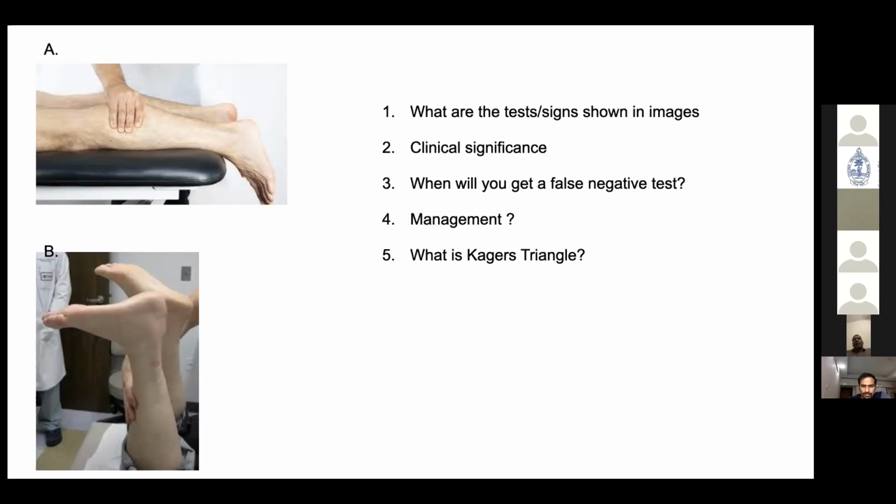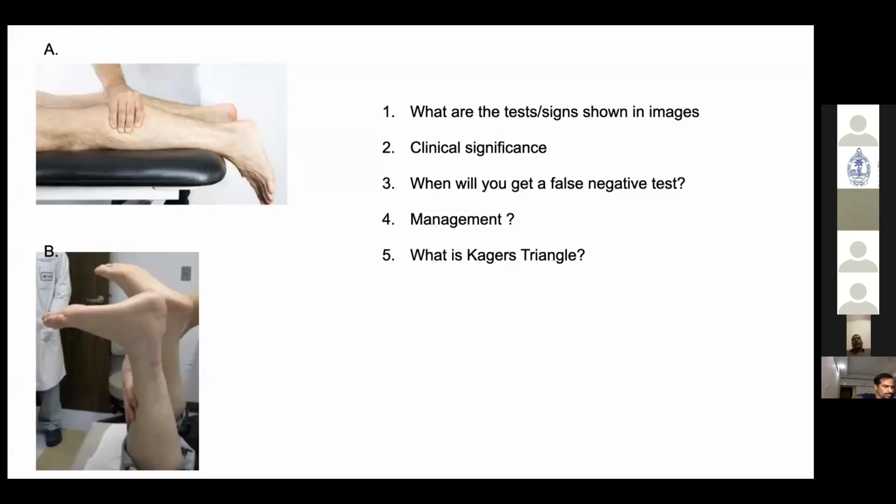When will you get a false negative test? Chronic tear. Chronic tear with fibrosis in between. Yes, in a chronic tear with fibrosis in between, there will be continuity, and you might get a false negative test. The management is, of course, conservative treatment, but most of the time you go for an end-to-end repair after opening up. If there is any scar tissue, we remove the scar tissue and try for an end-to-end repair.